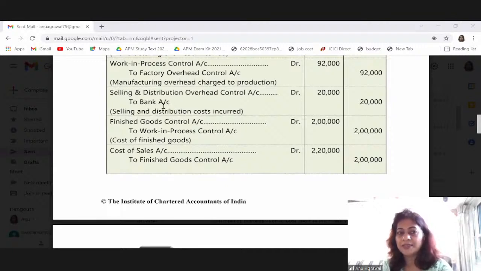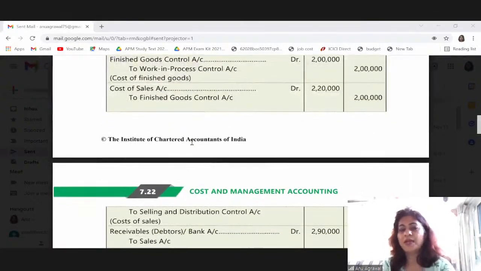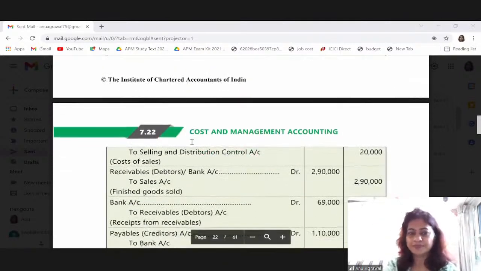If it was non-integrated, we would have been using the word CLC. Then how much goods are being produced? Finished good control account to WIP. There's no difference between non-integrated or integrated. Goods which we are selling, cost of sales to finished good control account.